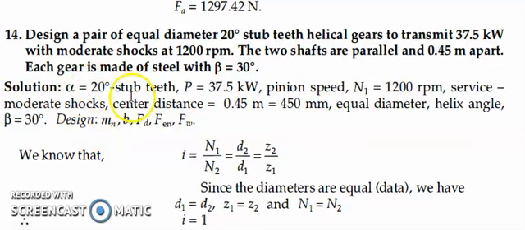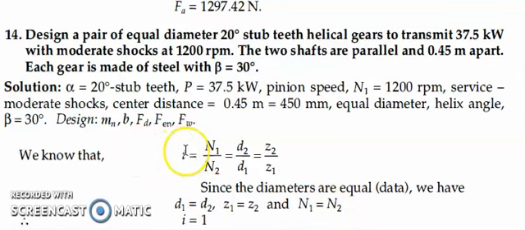Alpha is given, that is equal to 20 degree stub teeth. Then power is given, that is equal to 37.5 kilowatt, and the speed of the pinion, that is N1, is equal to 1200 rpm. Then the service is a moderate shock, that is also directly given in the question. Then the center distance is given, that is equal to 0.45 meter, or we can take it as 450 mm. Then the diameters are equal. Then the helix angle is given, that is 30 degree, and we have to design a helical gear.